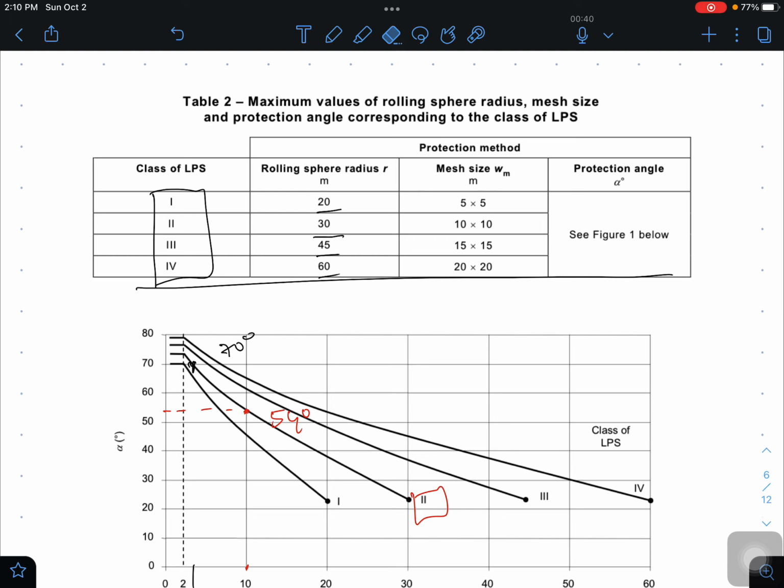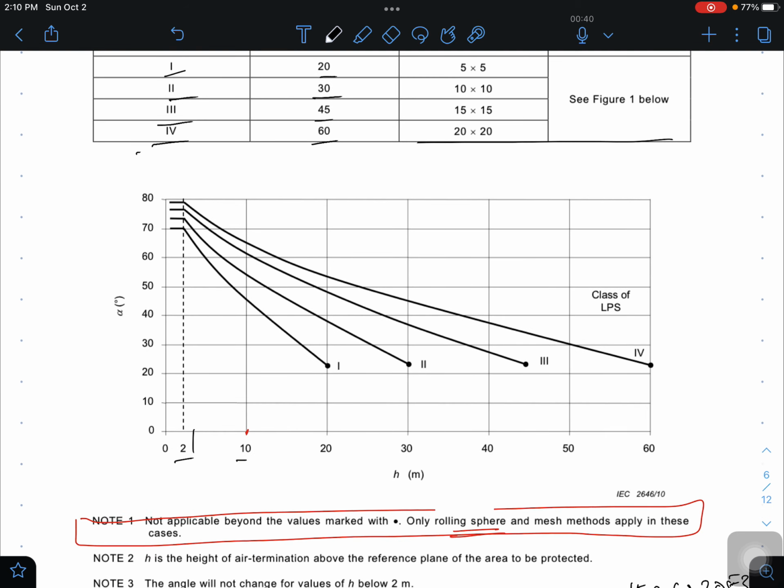For those who have not seen the last lecture, I will just take you back to that image. This is for your rolling sphere and this is for your protection angle. Rolling sphere class 1 is 20, class 2 is 30, class 3 is 45 meters, class 4 is 60 meters, and these are basically your heights in case you want to apply protection angle. Rolling sphere is valid also for any point above this. So for class 2, 20 meters is the limitation for protection angle, but rolling sphere does not have this limitation. Similarly for class 4, 60 meters is the limitation, but rolling sphere does not. You can apply it for less than 60 meters, and also for greater.